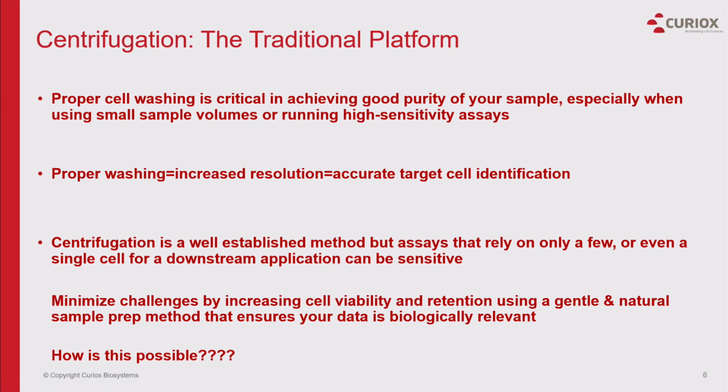But recently, over the last several years, we've been working with a lot of assays that require a few cells or maybe a single cell for a downstream application. So what we need to do is minimize these challenges that arise during the centrifugation process. And what we need to do is try to increase our cell viability and our retention. And we can do that by trying to use more gentle and natural sample prep methods that will ensure that your data is biologically relevant.